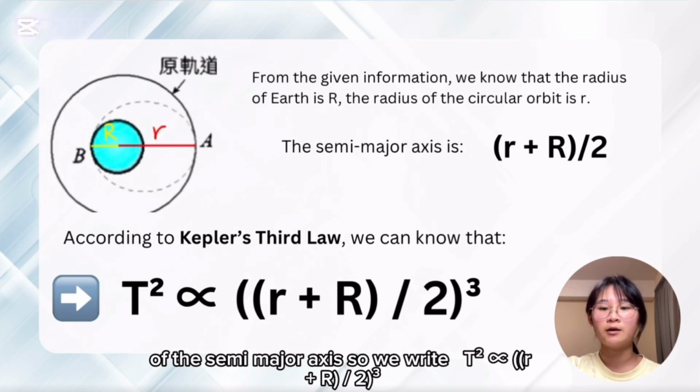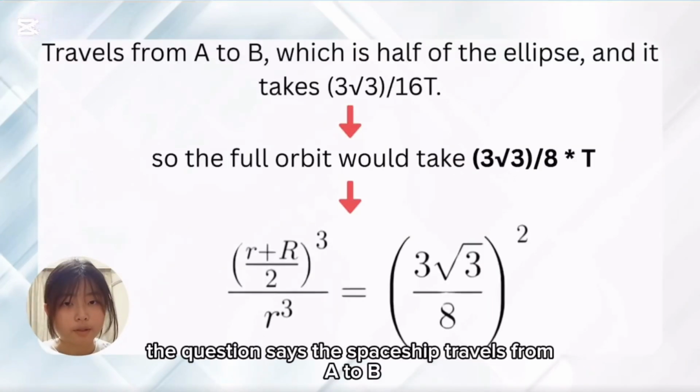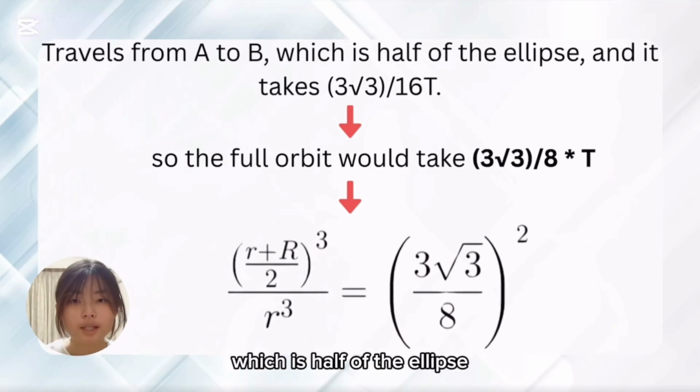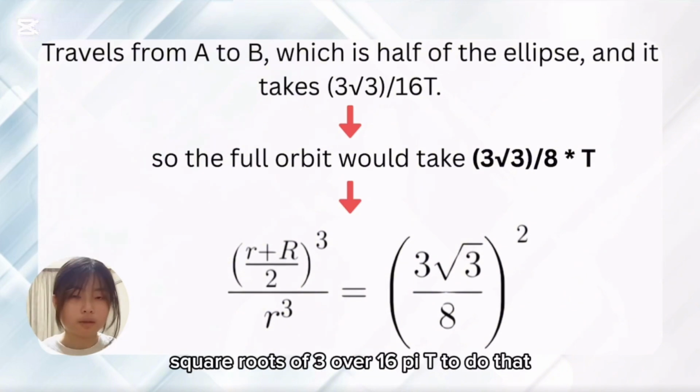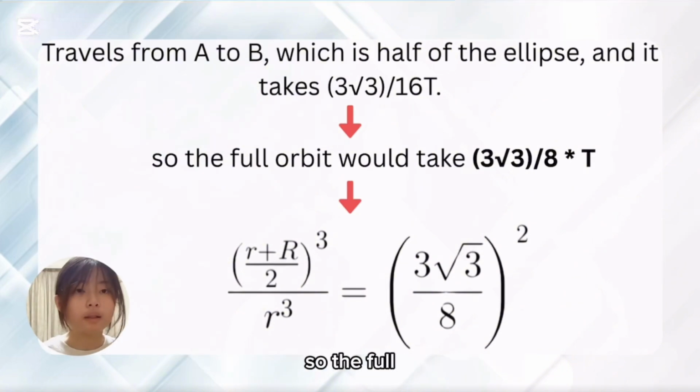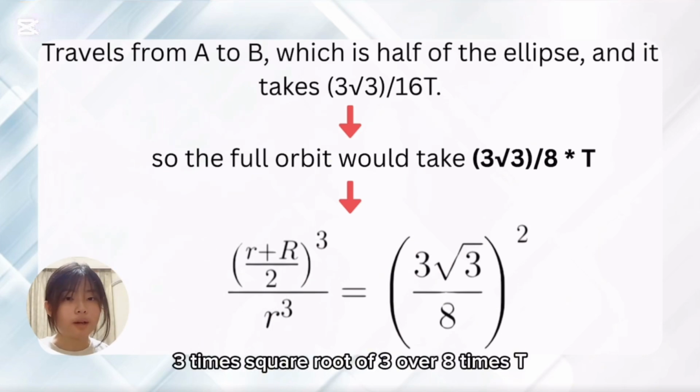Now we plug that into the equation. ((r + R) / 2) to the power of 3 divided by r cubed equals (3 times the square root of 3 over 8) squared. We simplify that right hand side. 3 squared is 9, the square root of 3 squared is 3, and 8 squared is 64, so the whole thing becomes 27 over 64. Now we multiply both sides by r cubed and solve the equation. After simplifying everything, we find that r over R equals 2, so the answer is choice B, 2.